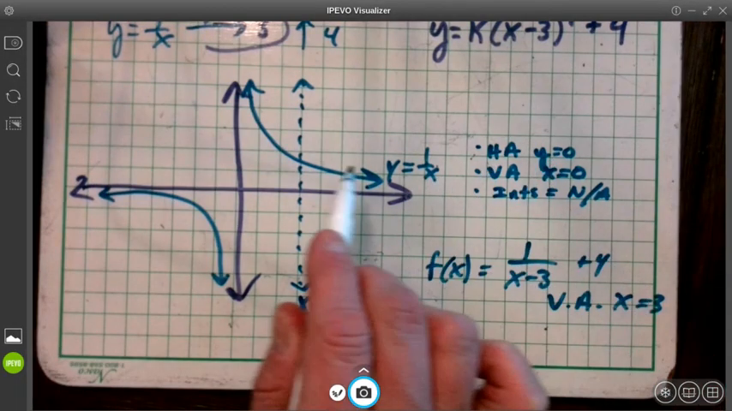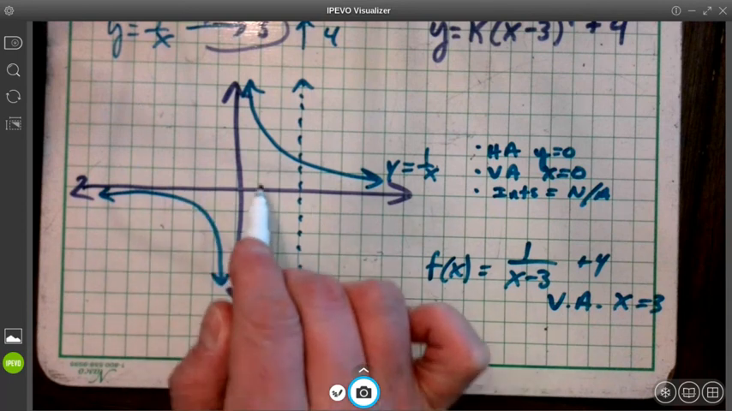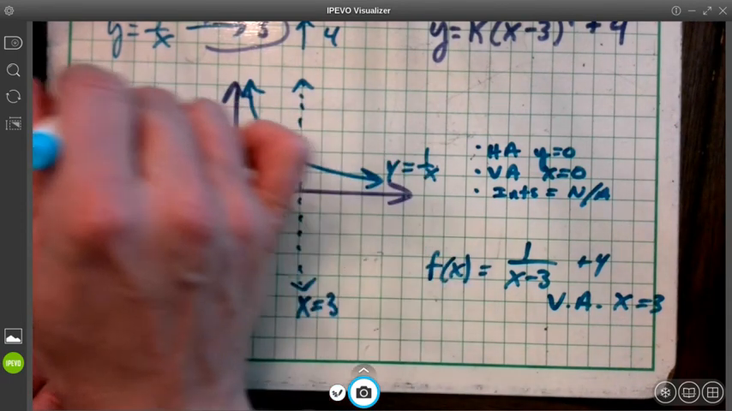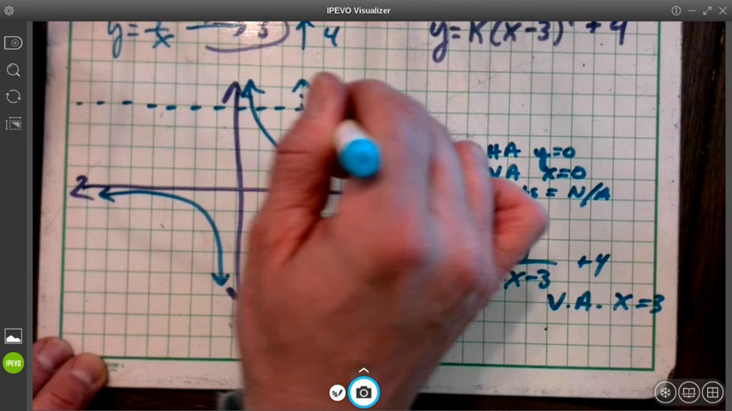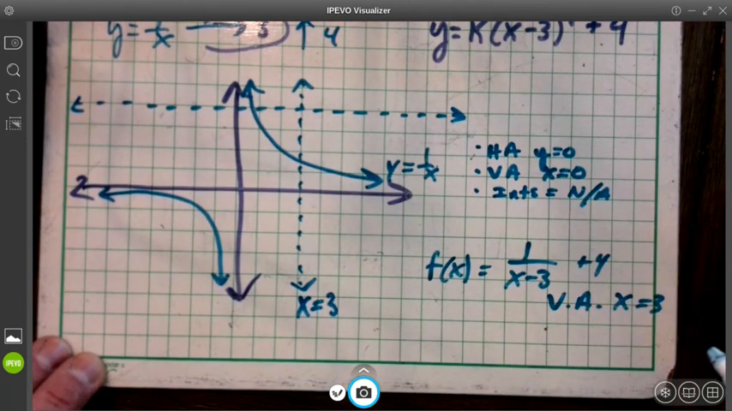What happens if I take the entire graph and I kick it up 4 units? That means the horizontal asymptote will follow suit and it will go up 4 units. So it will be way up here. I'm already annoyed at myself for not giving myself enough graph, but that's okay. That's why we erased.